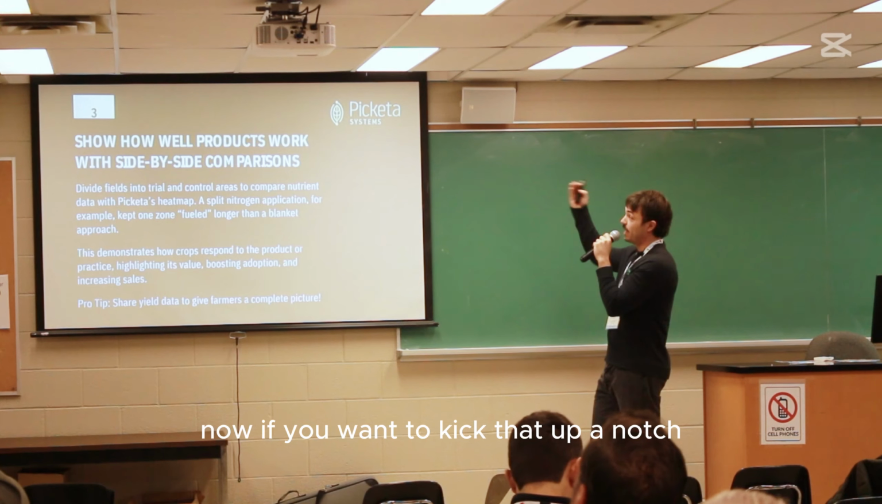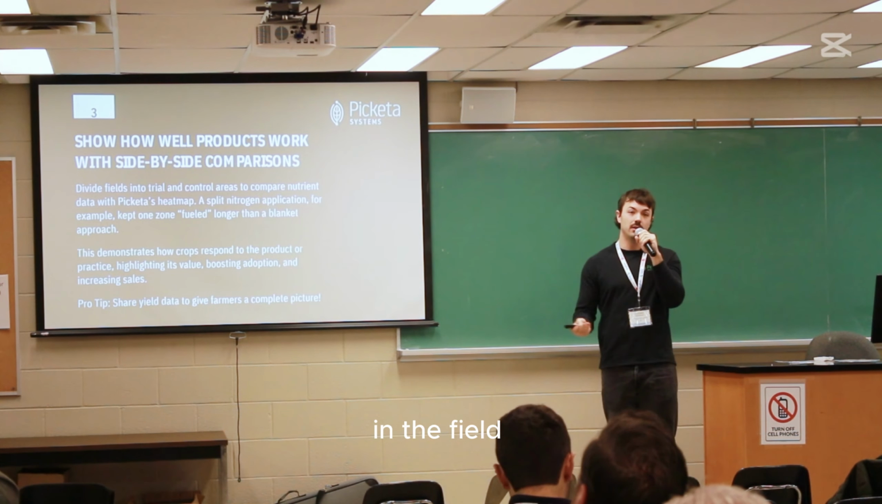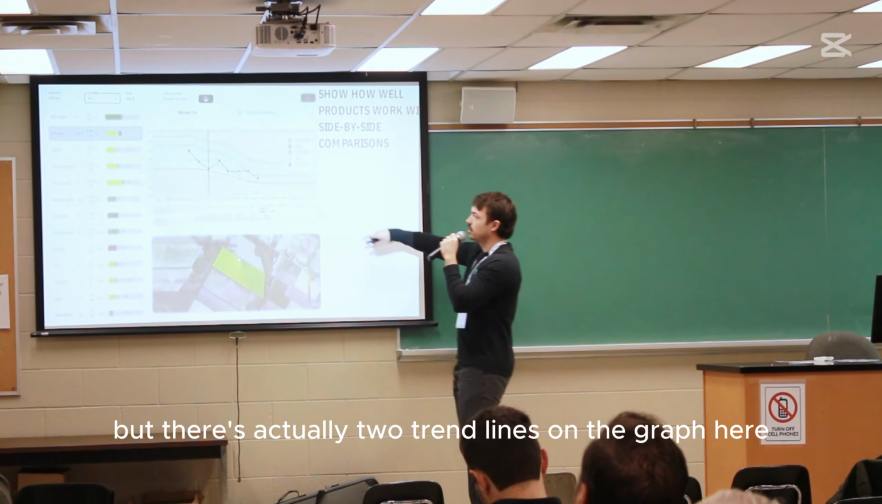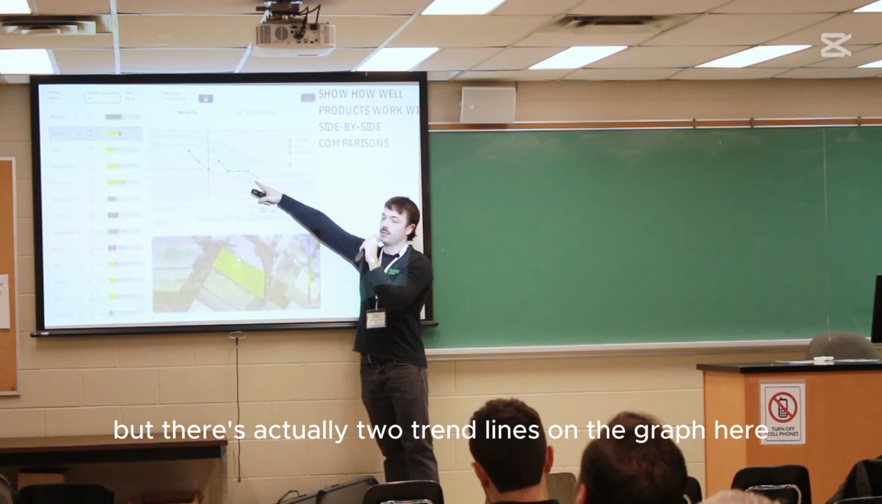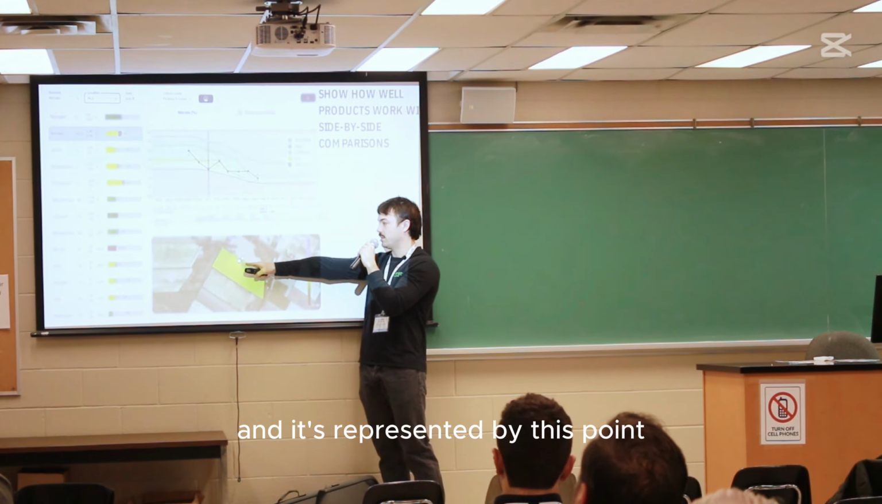Now, if you want to kick that up a notch, you can sample 2 different spots in the field. If you can't really see it here, there are actually 2 trend lines on the graph. So let's say this is a really good half of your field and it's represented by this point.